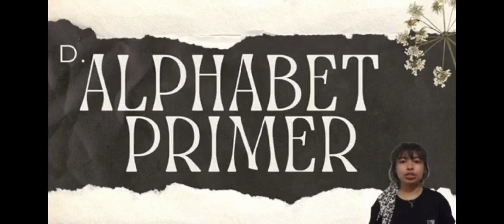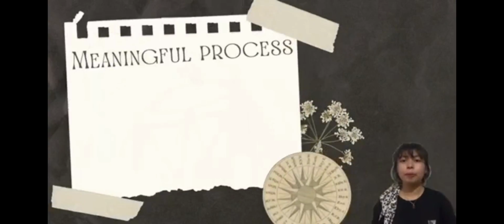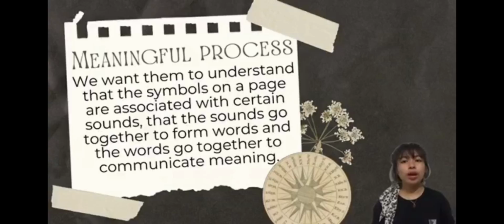The next instructional material that I will be going to discuss with you is the alphabet primer. As teachers, we want to help our students become fluent readers. We want them to understand that reading is a meaningful process. We want them to understand that the symbols on a page are associated with a certain sound, that the sounds go together to form words and the words go together to communicate meaning.